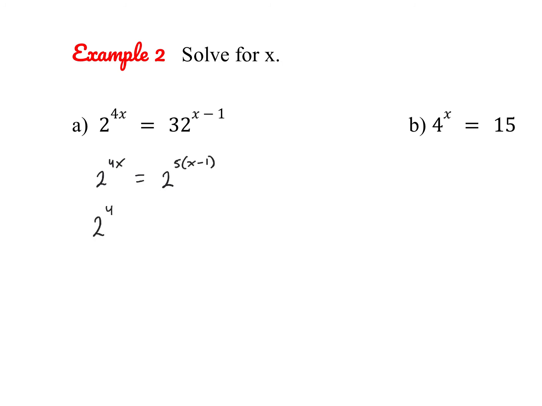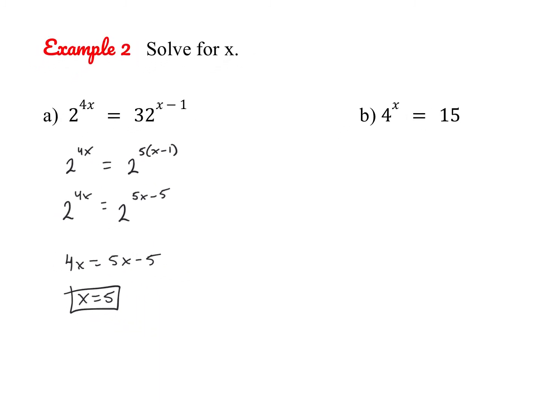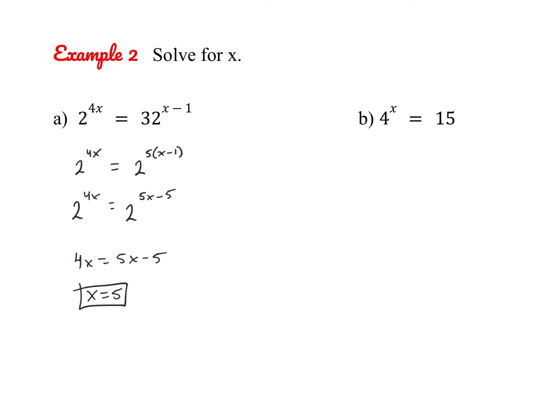And then if we distribute this exponent, now the two terms are equal and they have the same base, so just by logic, the exponents must also be equal. You can solve from here, and we end up with x equals 5. Again, sometimes this strategy will work. Sometimes, like you see in example B, it doesn't, because there's no real way to rewrite a base 4 and a base 15 to have the same base.